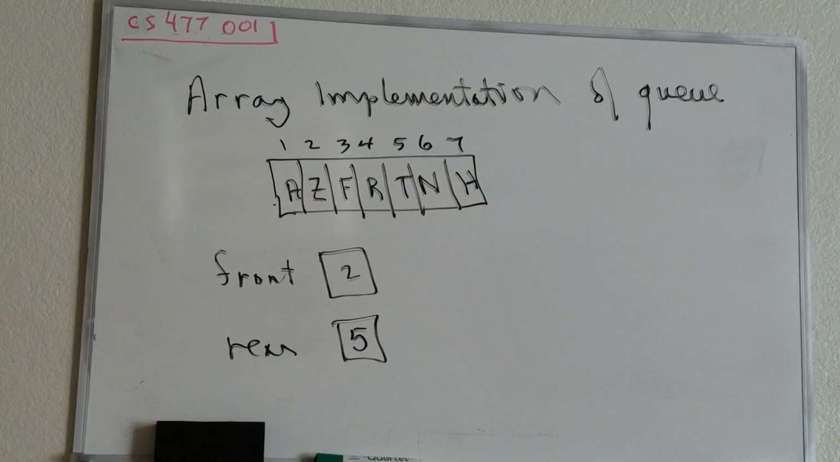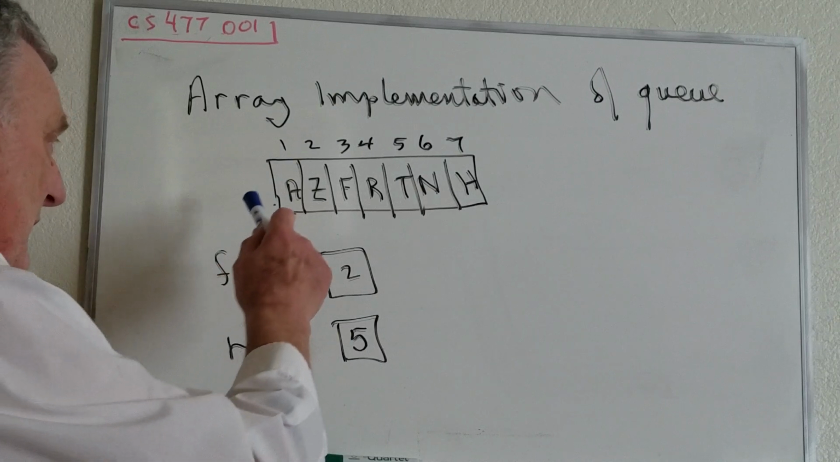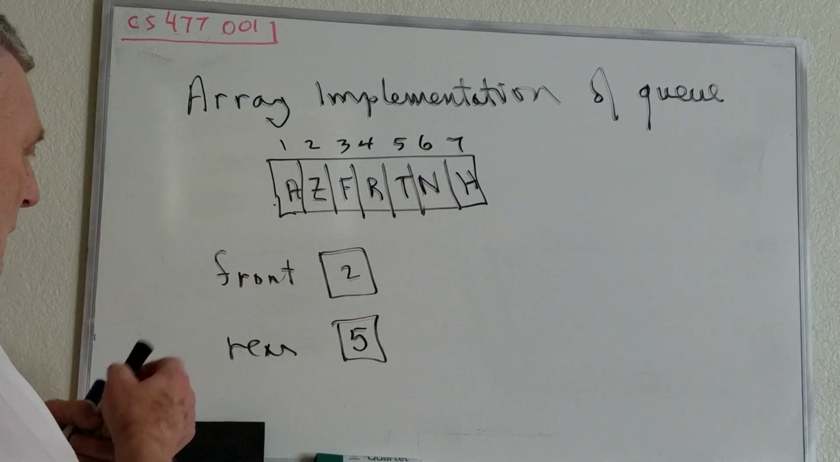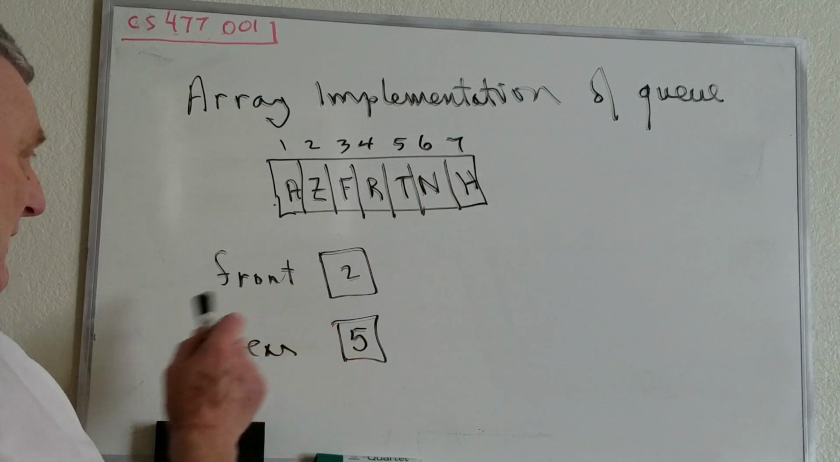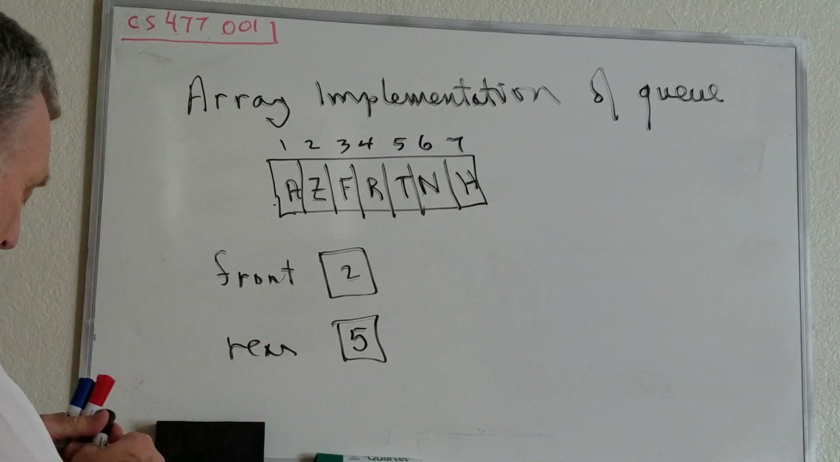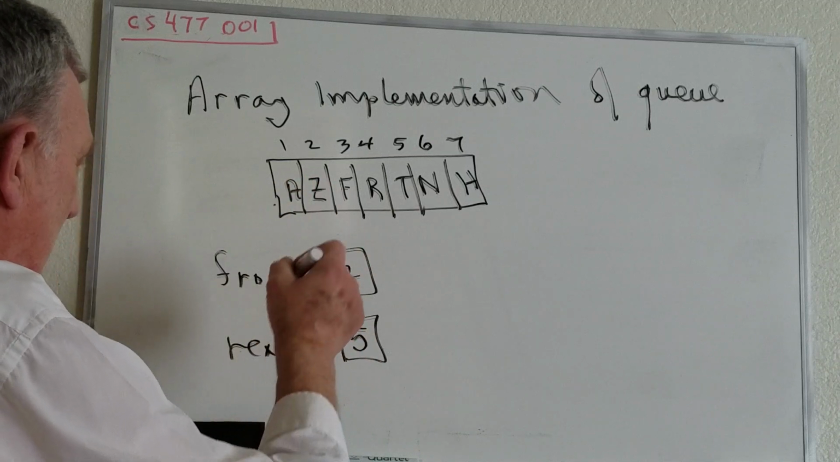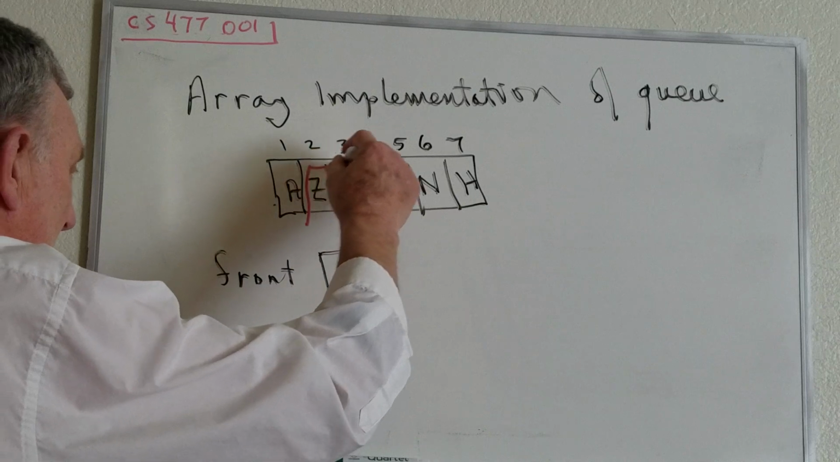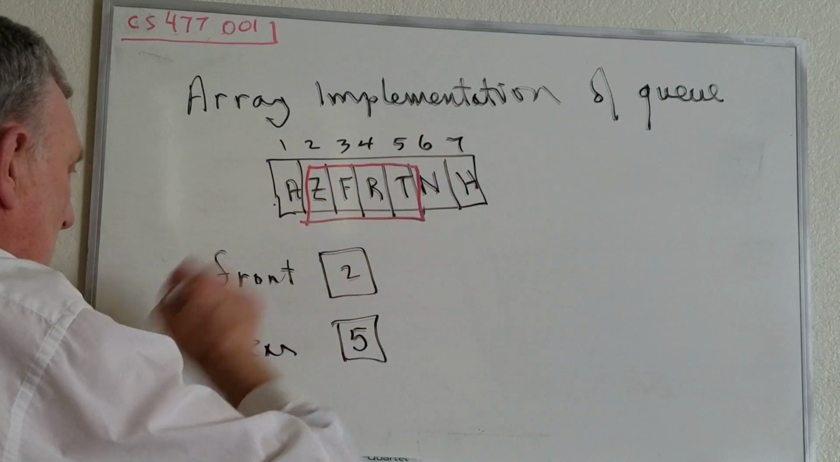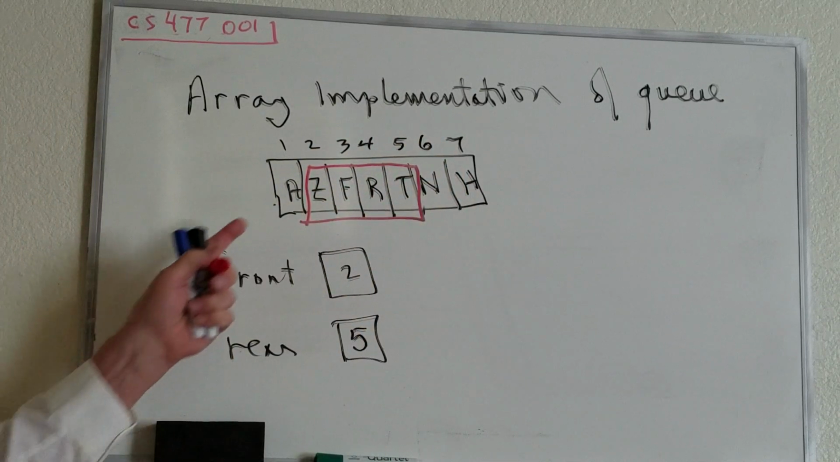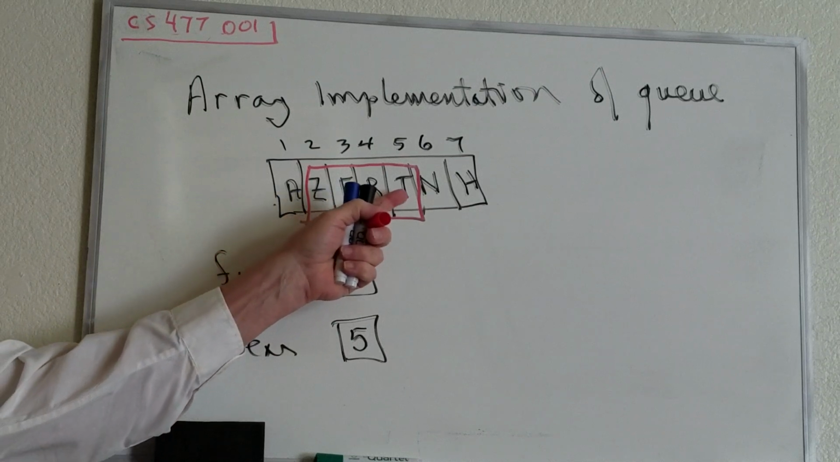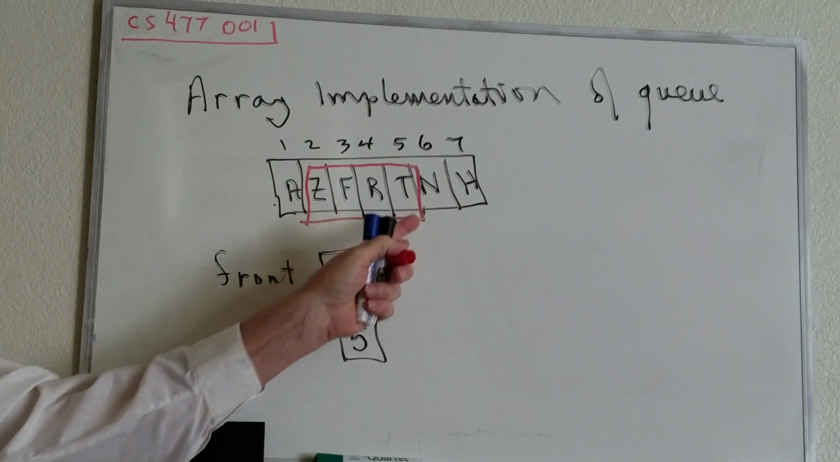All right. The simplest way to implement a queue is as an array. It's actually more complicated than an array implementation of a stack. But we have items in an array, and then we have variables representing the positions, the indices of the positions of the beginning and end of the queue. So the actual queue contains only these letters. Z is the front item, and T is the rear item.